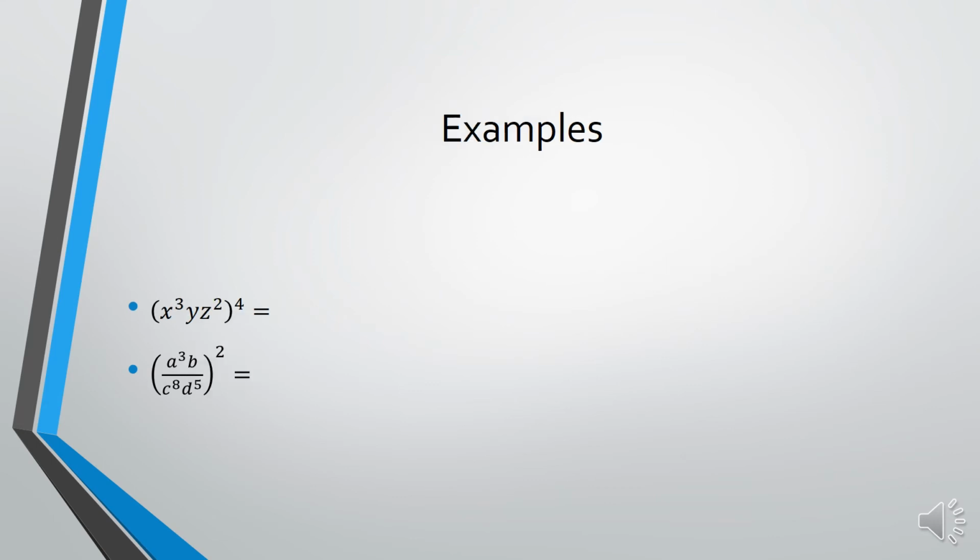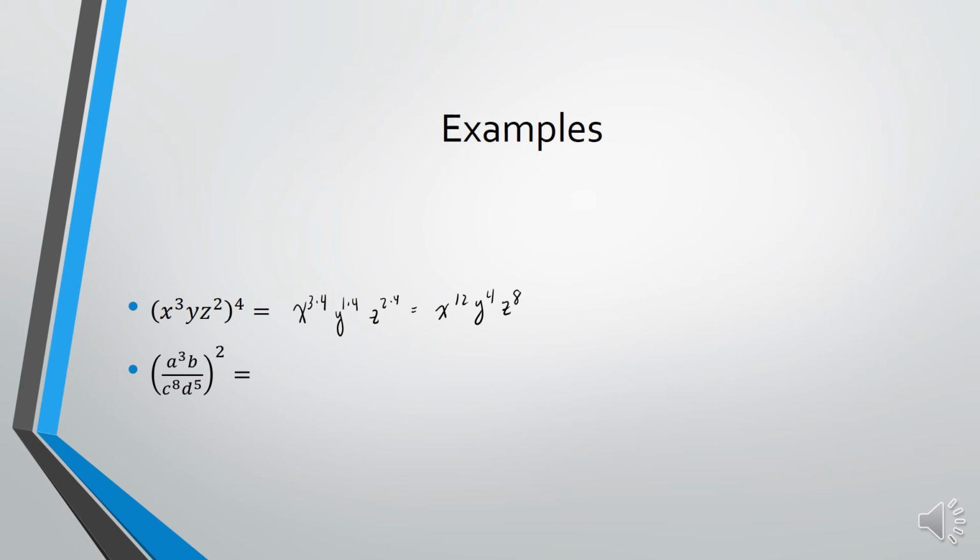So let's do a couple more examples here. For my first one, I have x cubed y z squared all to the 4th. So what I'm going to do is I'm going to kind of distribute that exponent. So it'll be x cubed times 4, y to the 1 times 4, z to the 2 times 4. And that gives me x to the 12th, y to the 4th, z to the 8th.